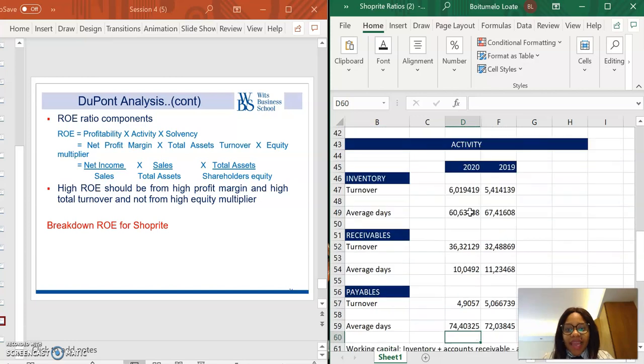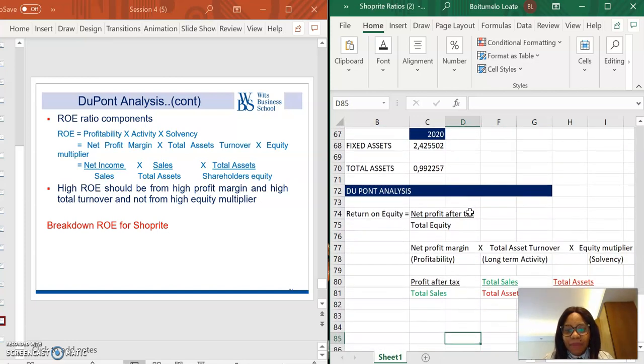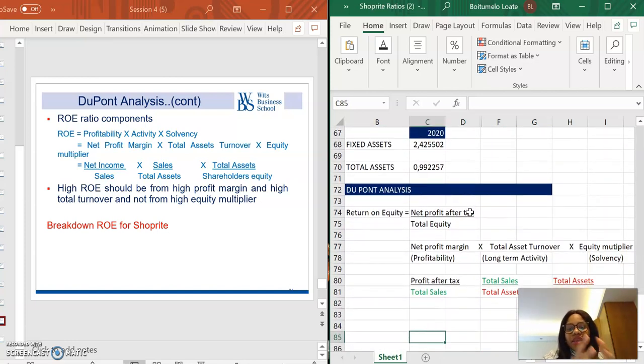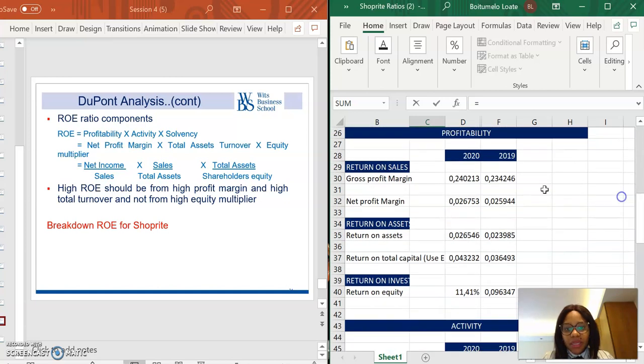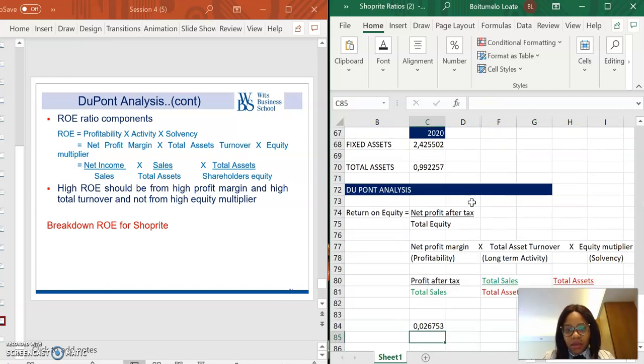Okay, and then I should get to the exact same answer if I look at these 3 aspects of my ratios. My net profit margin, I can take from my profitability calculation, which was above. My net profit margin under profitability was 2.67%. I bring that to the bottom.